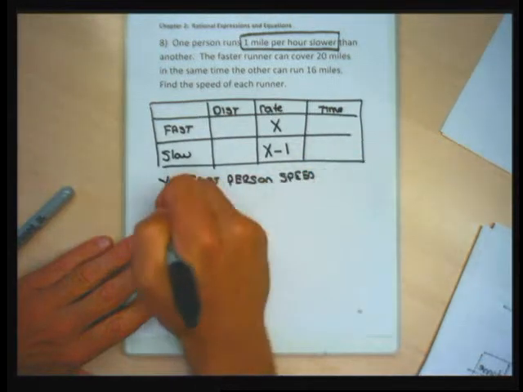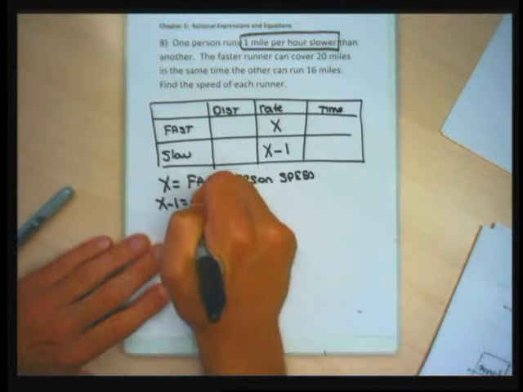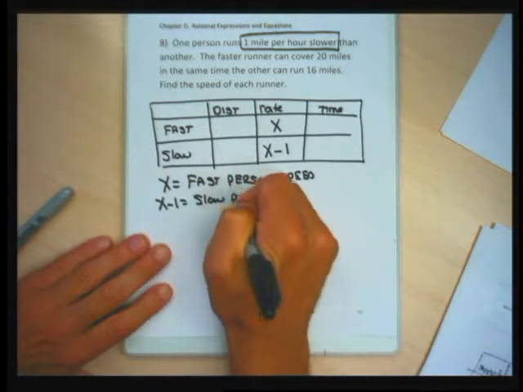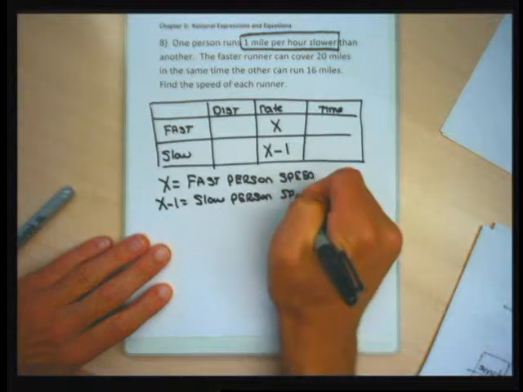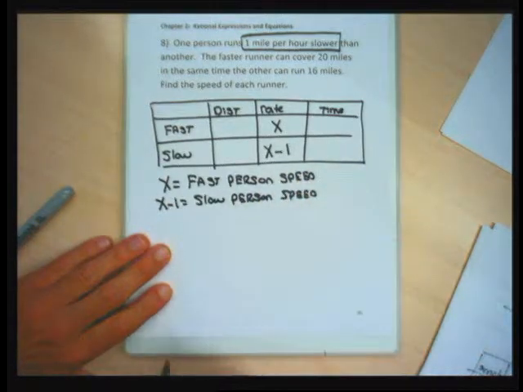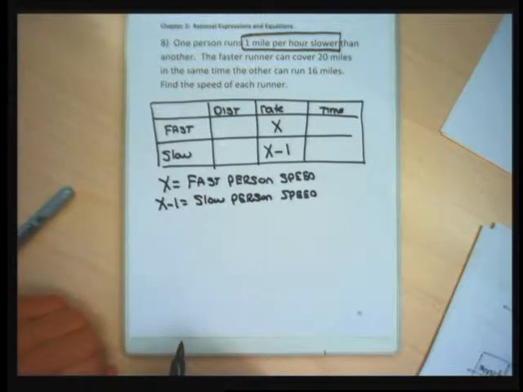And x minus 1 is going to give me the slow person's speed. In the boat problem, because there's only one boat, I only needed one answer. In this problem, there's two people. I want the two different speeds. I want the speed of each.